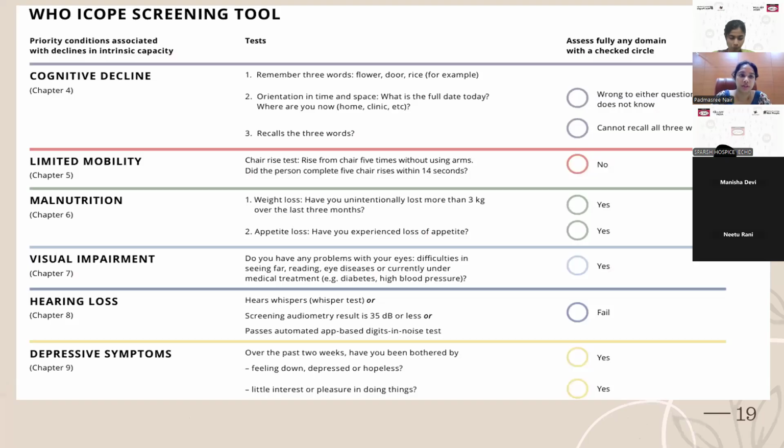So, coming to the ICOPE screening. Now, ICOPE screening mainly looks into these domains. One is cognitive decline. It looks into limited mobility or immobility, malnutrition, visual impairment, hearing loss, and depressive symptoms.